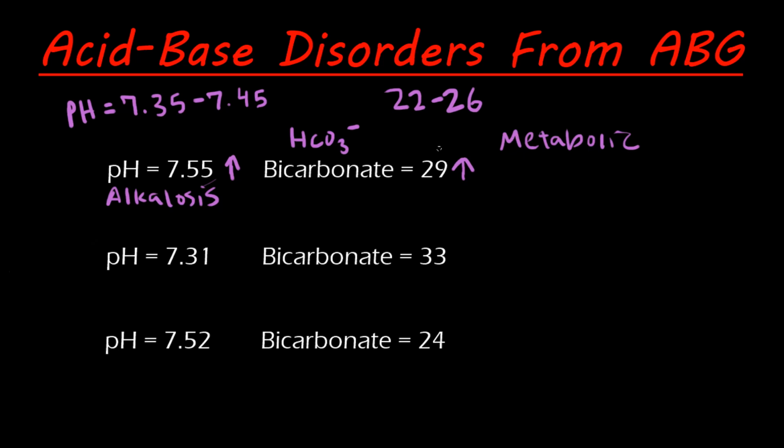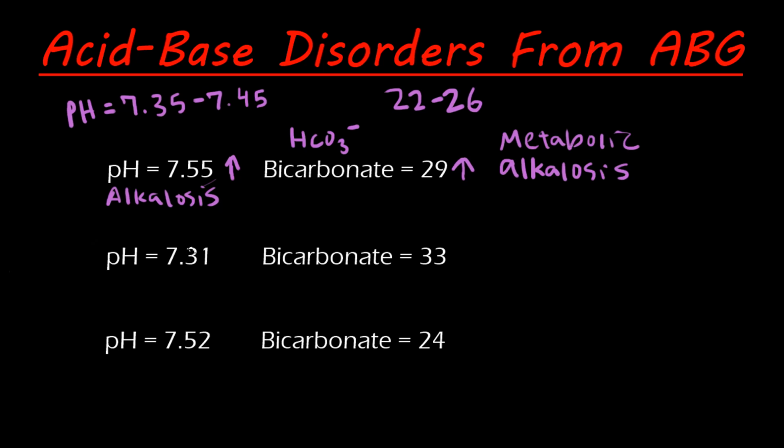If they were going in different directions, or anything that is not the same direction, that's going to be respiratory. That's how you distinguish between metabolic and respiratory. Now, how do we figure out if it's acidosis or alkalosis? Well, we know from our pH that this was alkalosis, so it's going to be metabolic alkalosis for this example. Let's go ahead and do another one.